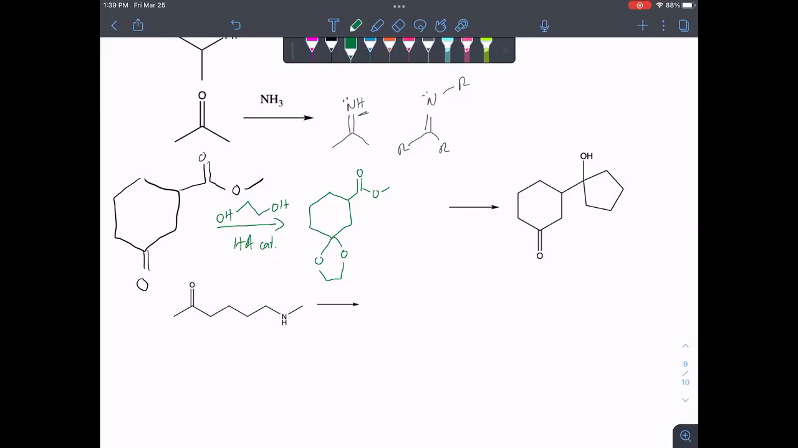So what now? We've protected the ketone. What do we do now? Add the Grignard. Yes. So what Grignard reagent do you think we're going to use? For the final product, you have one ring that's directly attached to the carbonyl carbon. It's not like this kind of ring where it's separated. So what kind of Grignard did we have to use?